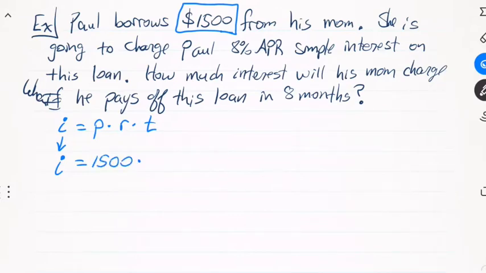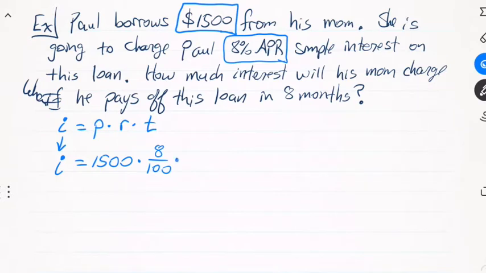Times, now the interest rate you have to be a little bit more cautious with. You cannot use 8% in the formula. You're going to have to change it into a decimal. So if you're unsure of how to do that, just write it as 8 over 100. That'll automatically change it into a decimal. Your calculator is going to do all the work, so leaving it as 8 out of 100 is not a bad idea. If you want to simplify it to 0.08, that's fine also.